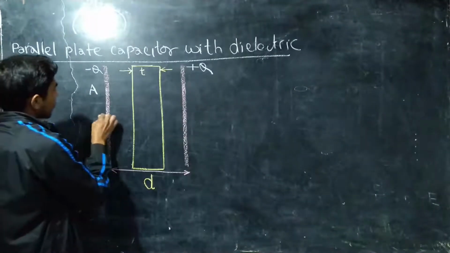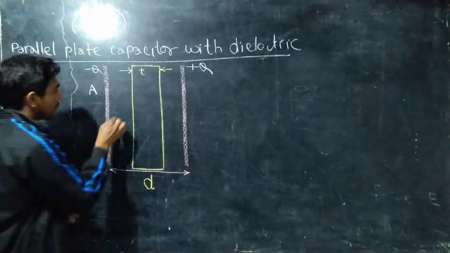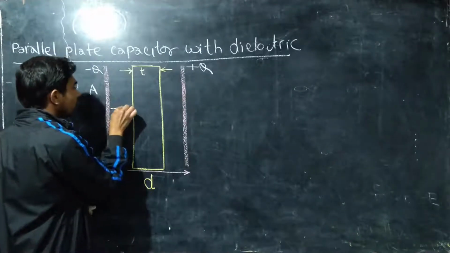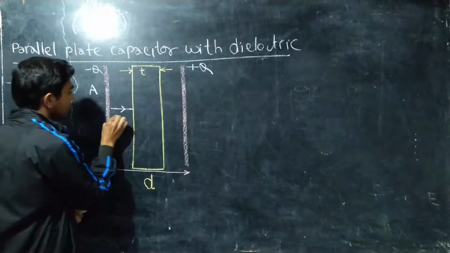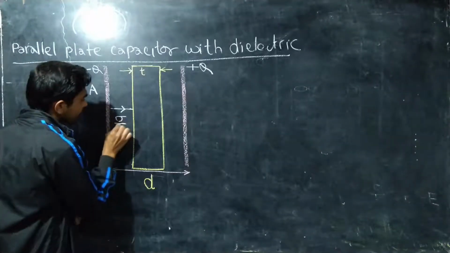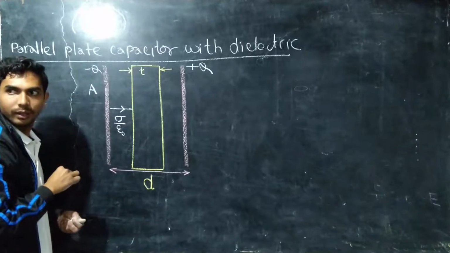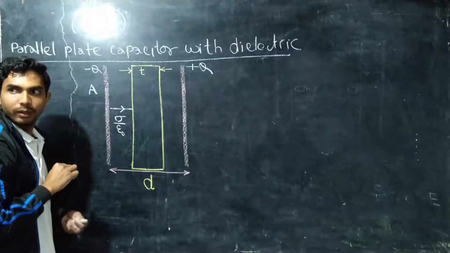Now, what is the value of the electric field outside the dielectric? Suppose I am going to calculate the electric field here. This value of electric field is how much? You know, sigma by epsilon 0. In this region also sigma by epsilon 0.